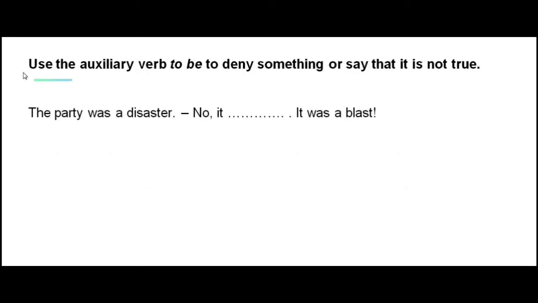Also remember that we use the auxiliary verb to be to deny something or say that something is not true. Read the following sentence and fill in the blank using the appropriate form of the helping verb to be. The party was a disaster. No, it wasn't. It was a blast.